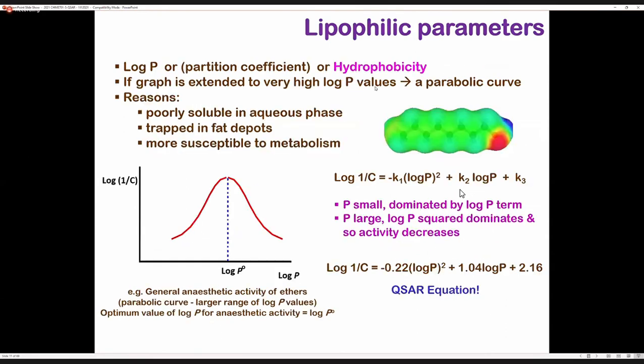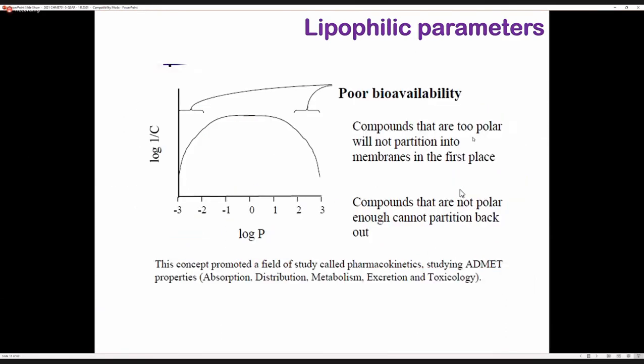Alright, what is poor bioavailability? Compounds that are too polar will not partition into membranes in the first place. Compounds that are not polar enough cannot partition back out. So there are two types of poor bioavailability: either it cannot enter at all, or it enters but cannot get out. Okay, so this is one of the cases that you will come across. This is an example, actually.